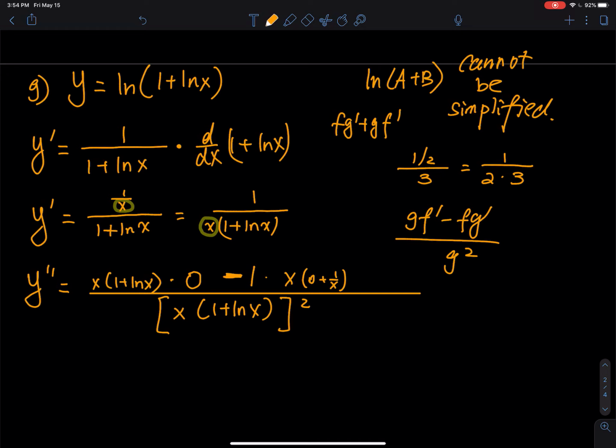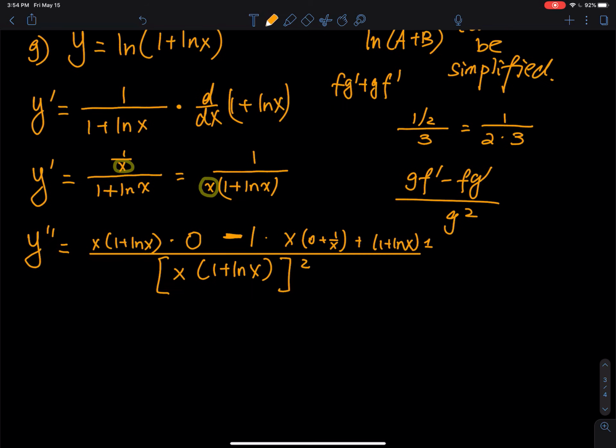And then plus, you copy the parenthesis. The derivative of x is 1. And then you clean that up. Y double prime. Okay, you have 0 times this is equal to 0. And then all you have to do is distribute the minus, right? So overall, we have minus 1. All right, because x times 1 over x is 1, we have minus 1, and then minus 1 times ln x is still minus ln x.